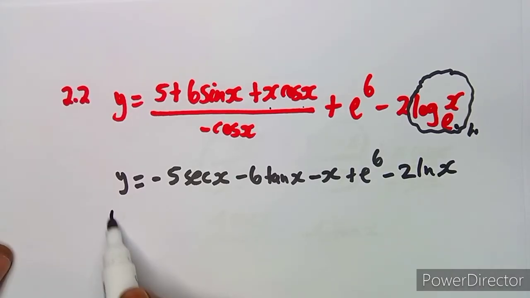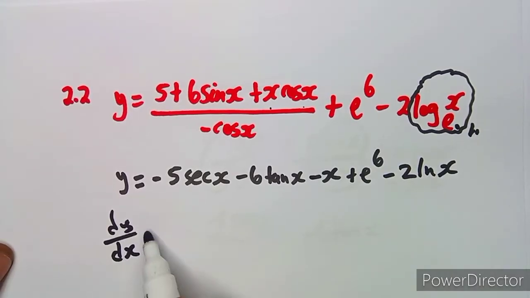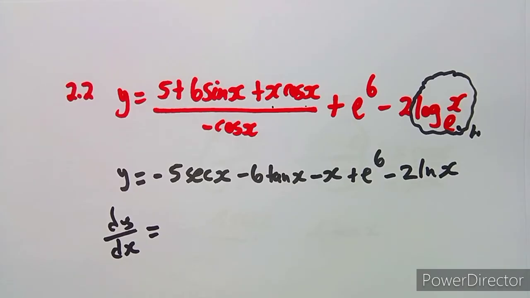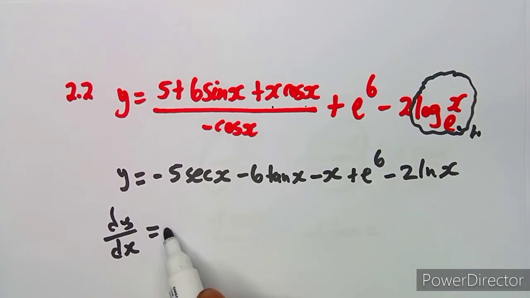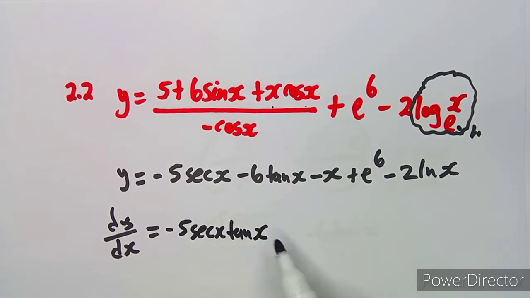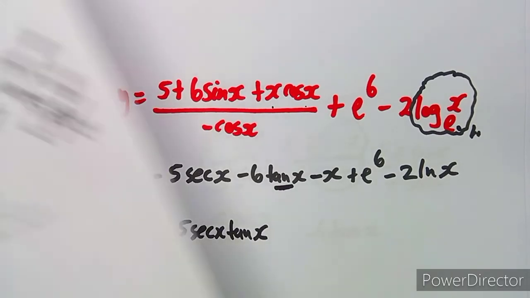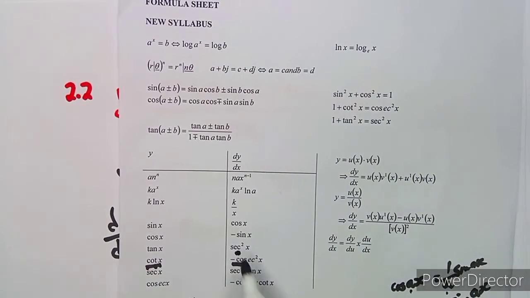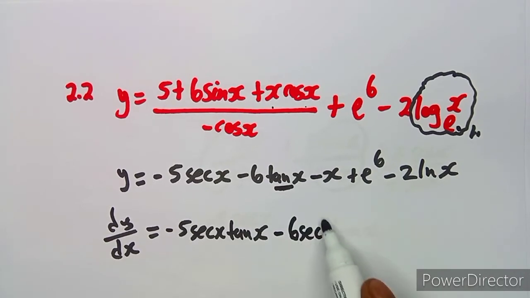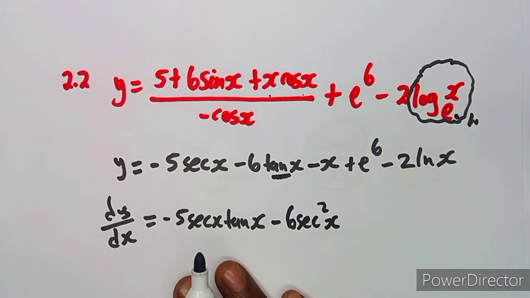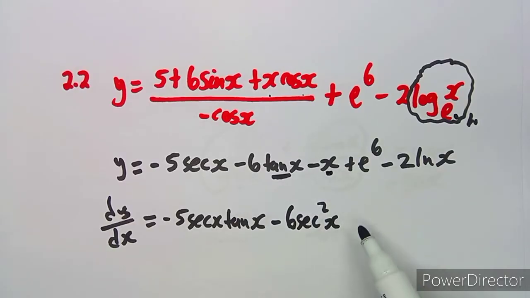All right, so now we can find dy/dx. So remember, the derivative of sec x gives us sec x tan x. So it's going to be minus 5 sec x tan x. Then the derivative of tan x is sec squared x. So we are going to have minus 6 sec squared x. All right, then we know that the derivative of x is 1. So it's going to be minus 1.